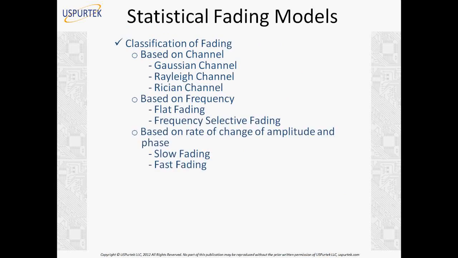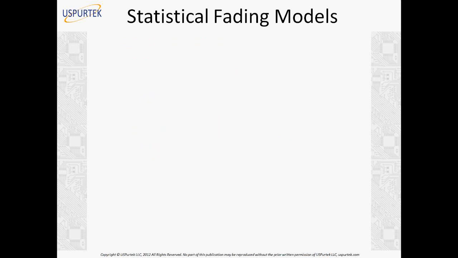Now let's have a recap of the basics of fading. The fading can be classified on different criteria. Based on channel, a fading channel could be called a Gaussian channel or a Rayleigh channel or a Rician channel, or based on frequency, it could be flat fading or frequency selective fading, or it could be classified based on the rate of change of amplitude and phase, like slow fading or fast fading. So let's learn about this in a little more detail.